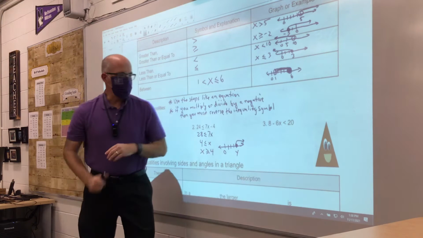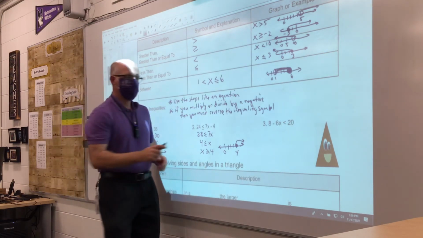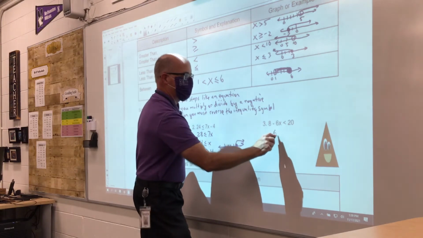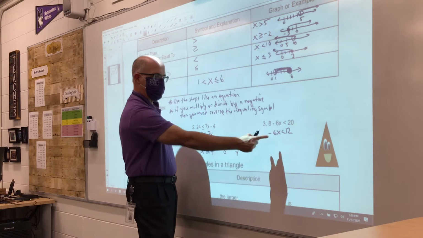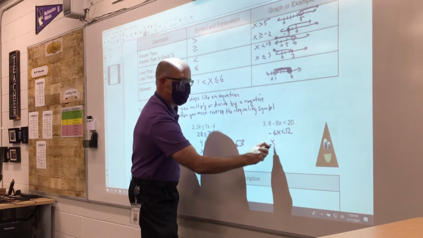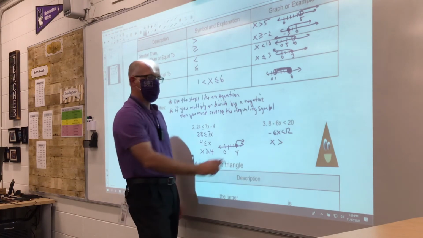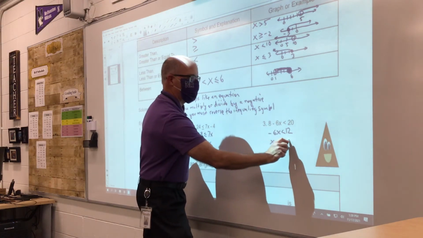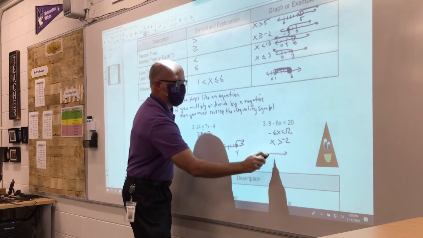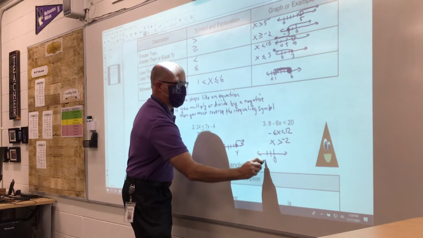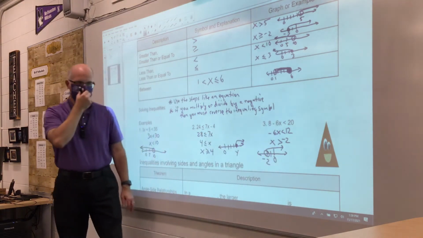All right, let's do this last one. We want to subtract 8 from both sides first. So -6x is less than 12. Divide both sides by -6. Dividing by a negative reverses my inequality, makes it a greater than. Divide 12 by -6, you get -2. So at -2, we just put an open dot and shade to the right for the greater than.